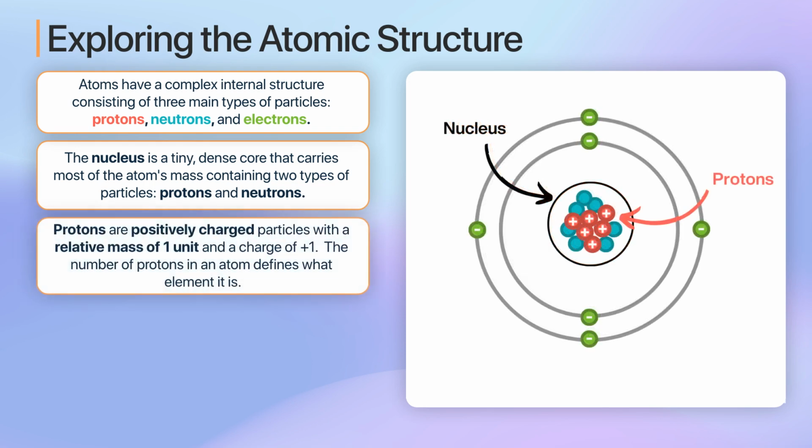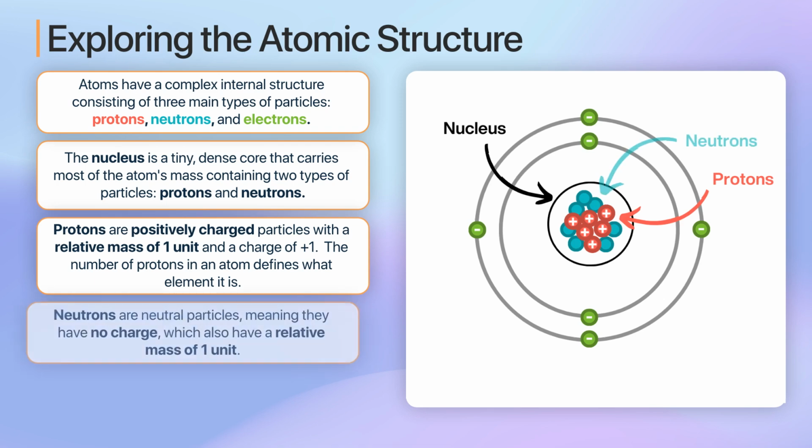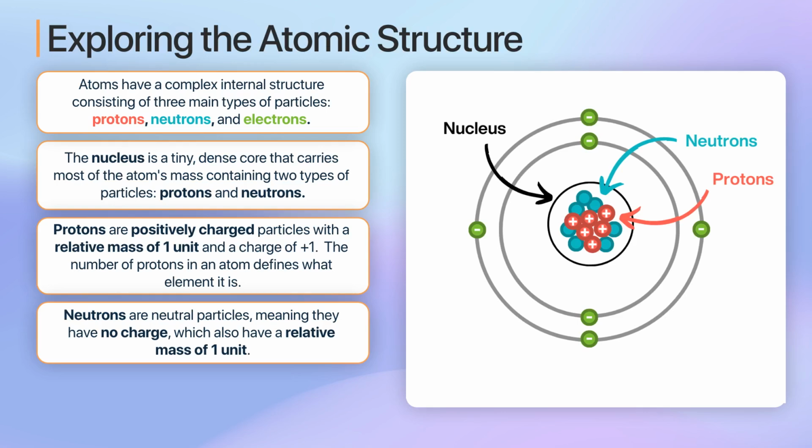Protons are positively charged particles with a relative mass of 1 unit and a charge of +1. The number of protons in an atom defines what element it is. For example, an atom with 1 proton is hydrogen, while an atom with 6 protons is carbon. Neutrons are neutral particles, meaning they have no charge, and they also have a relative mass of 1 unit. Neutrons help to add mass to the atom and keep the protons in the nucleus together.